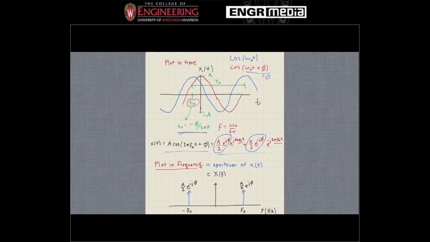You can look at the spectrum of that signal, which is just looking at the signal as a function of frequency. Again, on the horizontal axis we've plotted frequency. On the vertical axis we've plotted the leading coefficients here: a over 2 times e to the minus j phi and a over 2 e to the j phi. That's the spectrum of the signal x of t. We're going to spend quite a bit of time studying the spectrum of different signals.